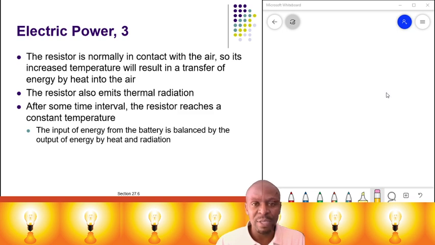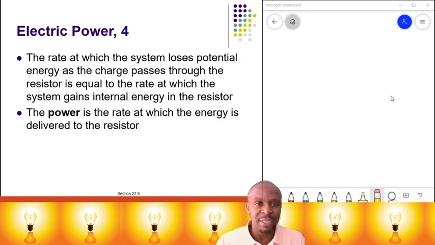The resistor also emits thermal radiation, of course, because it is getting heated because of the collisions between the charged particles and the atoms inside your resistor. After some time interval, the resistor reaches a steady temperature. The input of energy from the battery is balanced by the output of energy by heat and radiation, as I've said. The rate at which the system loses the potential energy of the charge passing through the resistor is equal to the rate at which the system gains energy in the resistor.